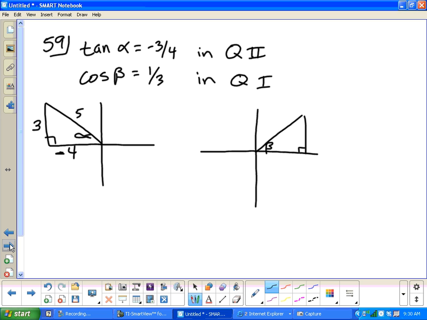Alright, we've got our beta. Alright, the cosine of beta is 1/3. Right? Cosine is adjacent over hypotenuse. So this side would be 1, and the hypotenuse is going to be 3.